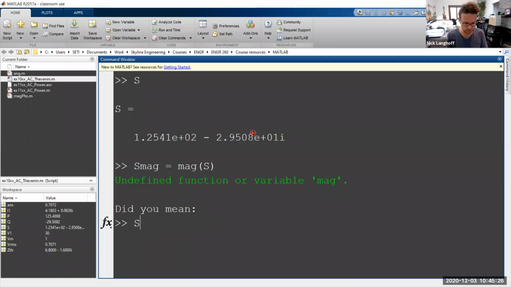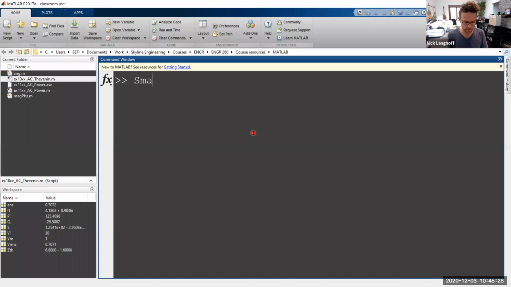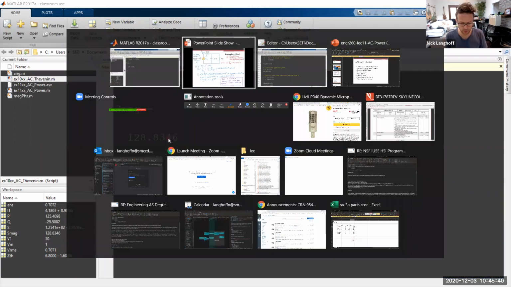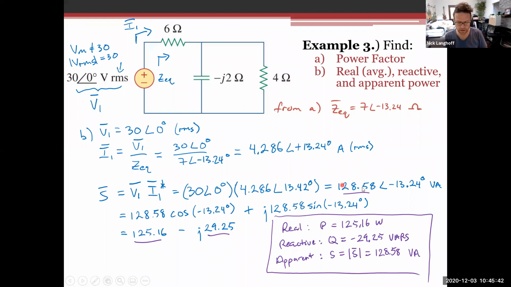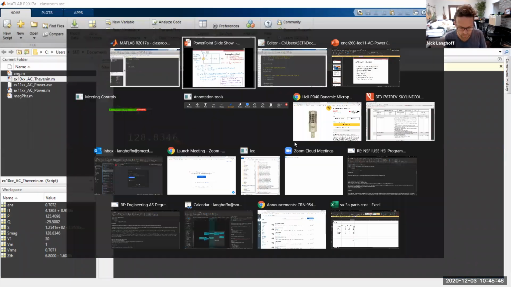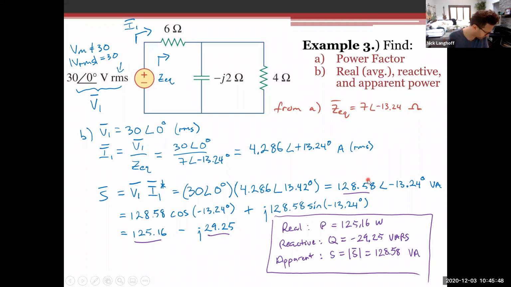Let's just clear this out. So the magnitude of S equals the absolute value of S, and you'll see that we get 128.54 or 128.83. And that's, in fact, exactly what we got here, 128. Well, I thought it was 5.3, or 5.8. Maybe I've got some rounding going on here.